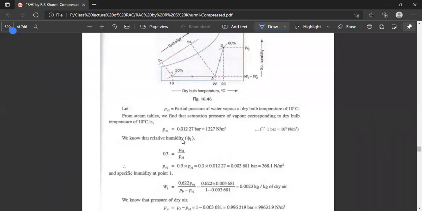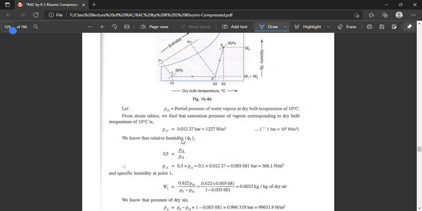And the specific humidity at point 1, W1, will be given by this equation: 0.622 PV1 divided by (PB minus PV1). So 0.622 times 0.003681 divided by (1 minus 0.003681), which is 0.0023 kg per kg of dry air, W1.